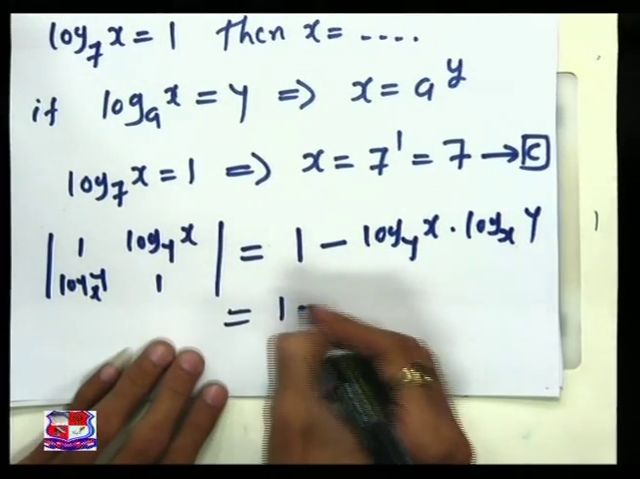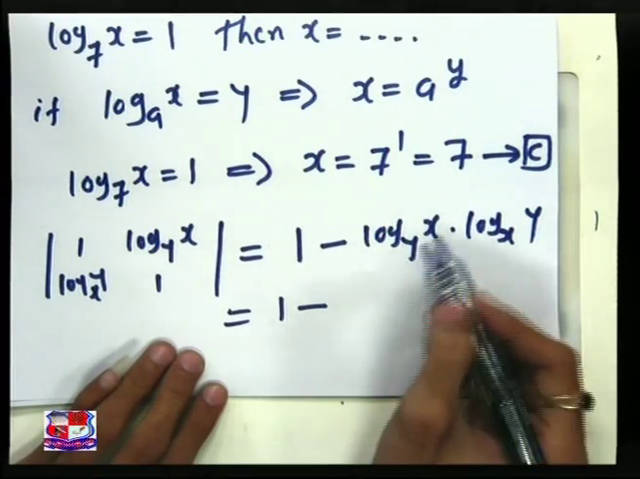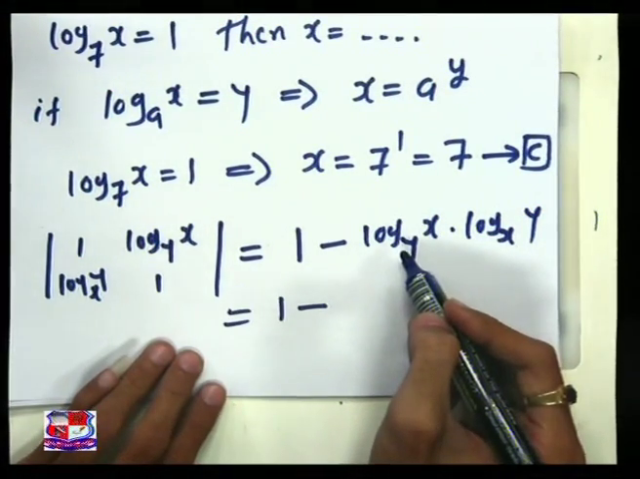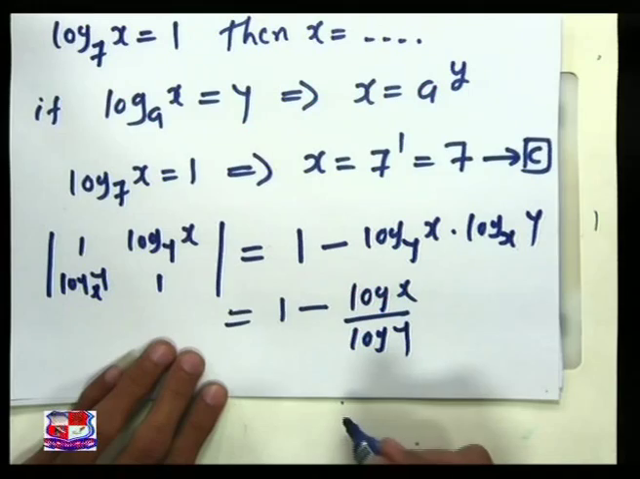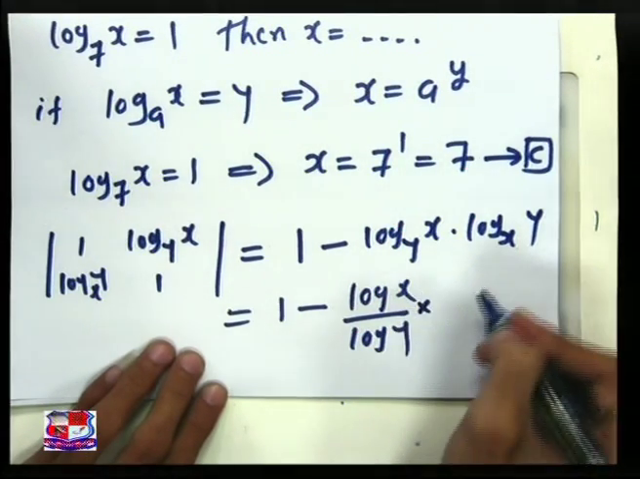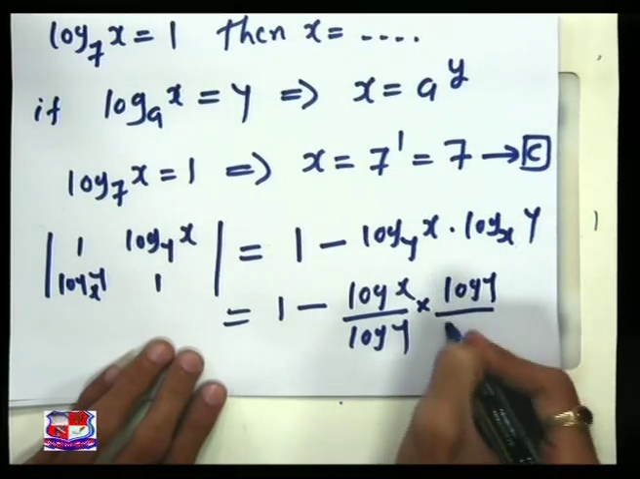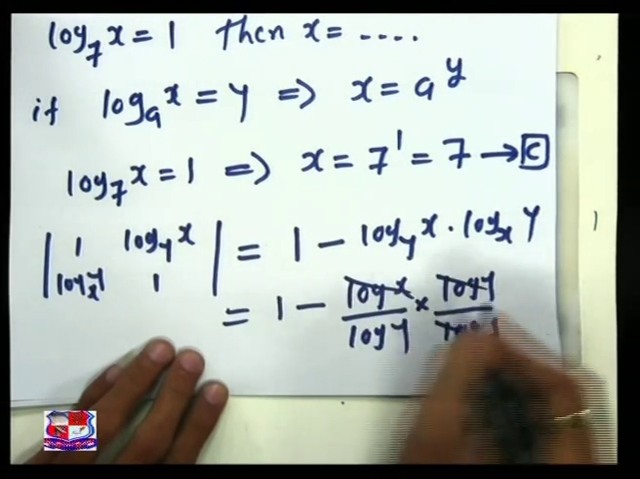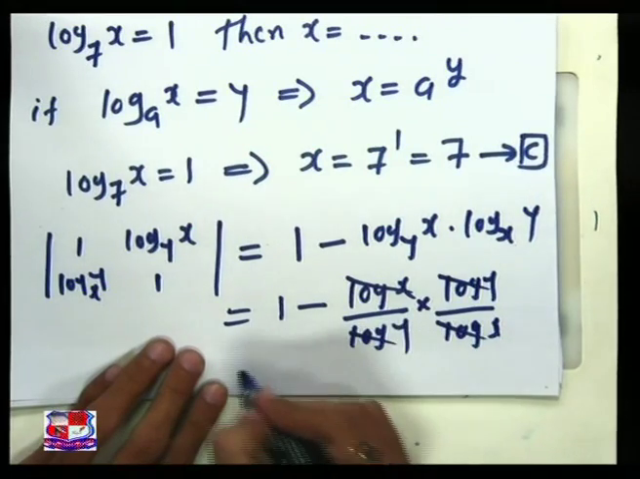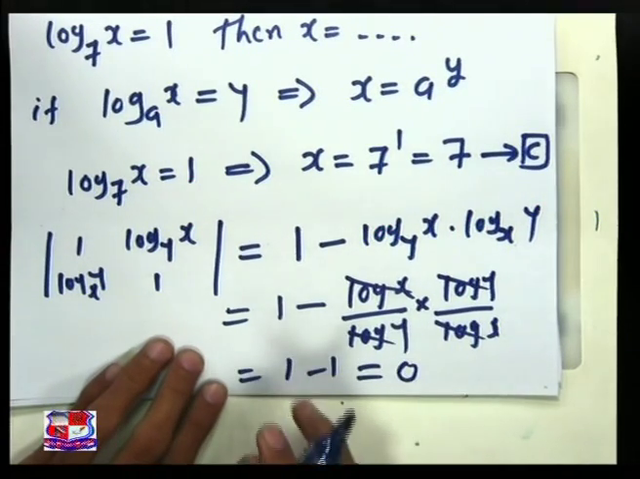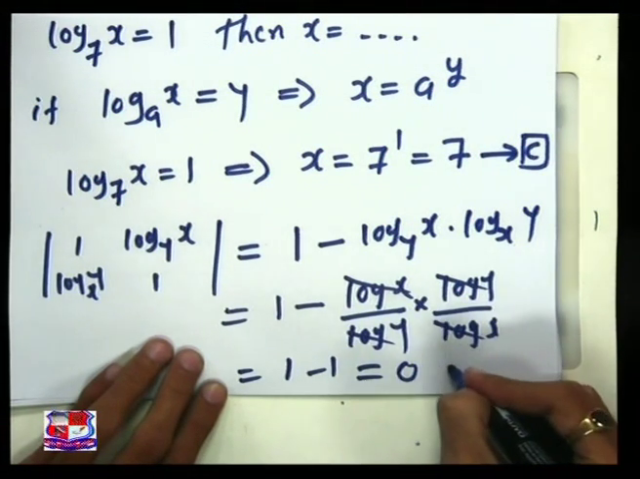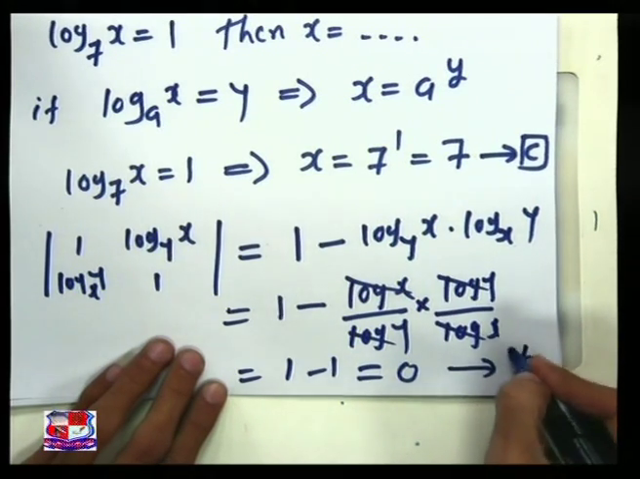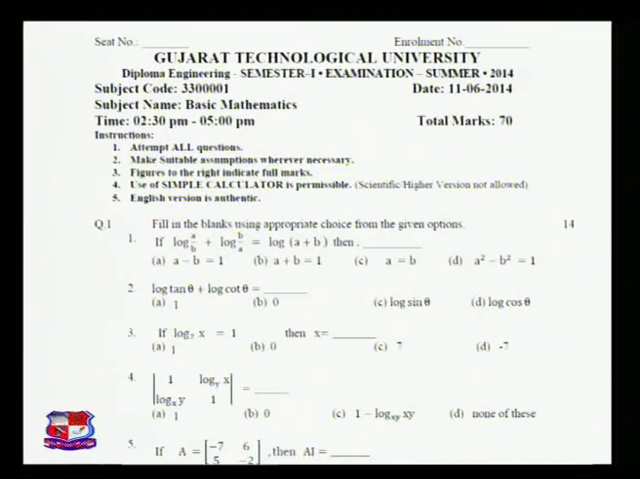So this is equal to 1 minus, again using the property of logarithm, log x base y is equal to log x upon log y. In the same way, multiplied by log y upon log x. So this all cancels out, so we get 1 minus 1, that is equal to 0, and 0 is in answer B. So our answer for the fourth question is B.